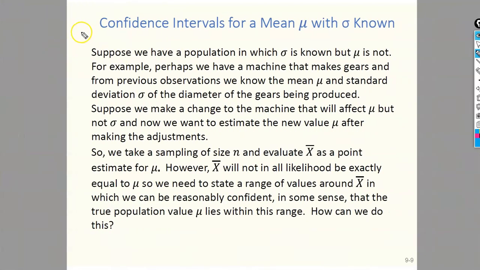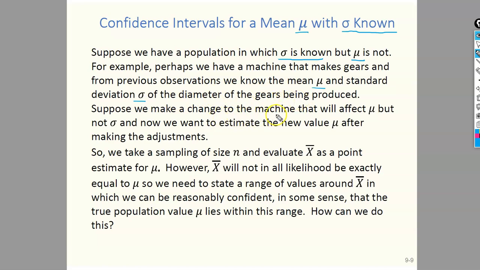Now to begin our derivation for the formula for a confidence interval for a mean mu, with the standard deviation known. Suppose we have a population in which sigma is known, but the mean is not. For example, perhaps we have a machine that makes gears, and from previous observations we know what the mean is, and we know what the standard deviation is for the diameters of the gears being produced.